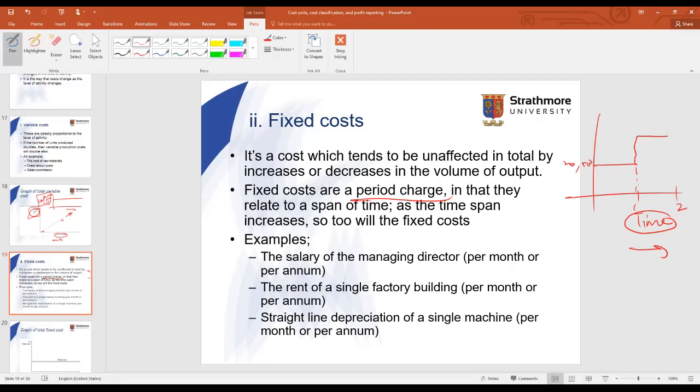For example, the salary to the managing director per month, per annum, remains fixed. It does not matter how many units you will be making. At the end of the day, the pay to those employees, the accountants, the ones more towards the admin side, is more or less going to be a fixed cost for that period of time. The rent you pay is going to be a constant. The rent that you do pay.